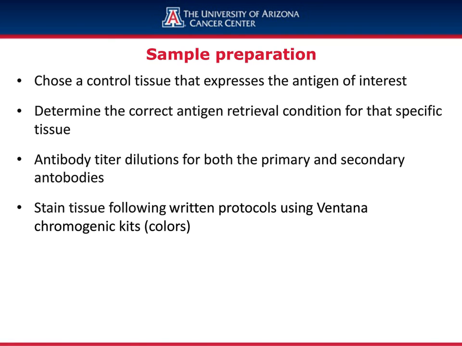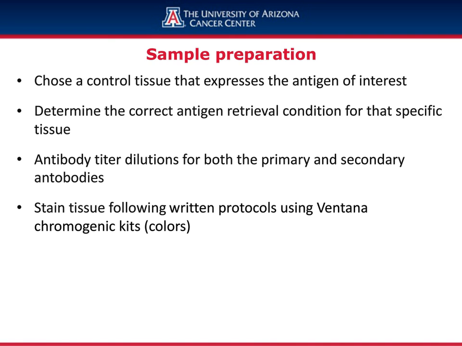So when I get a good sample from my investigators, I have to choose a proper tissue control that is a high expressor for the antigen of interest. Now, I can go to several databases. One is the Human Protein Atlas, and that one gives me a good idea of what control tissues I can use that express the antigen of interest that I'm looking for.